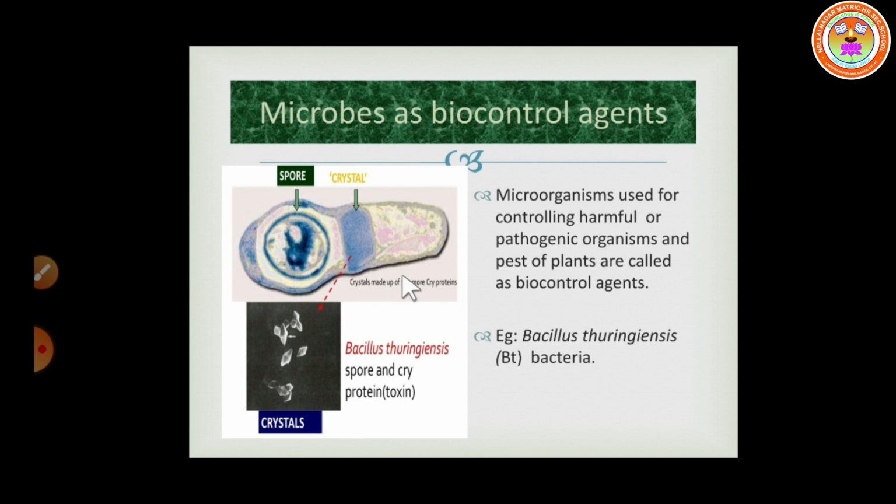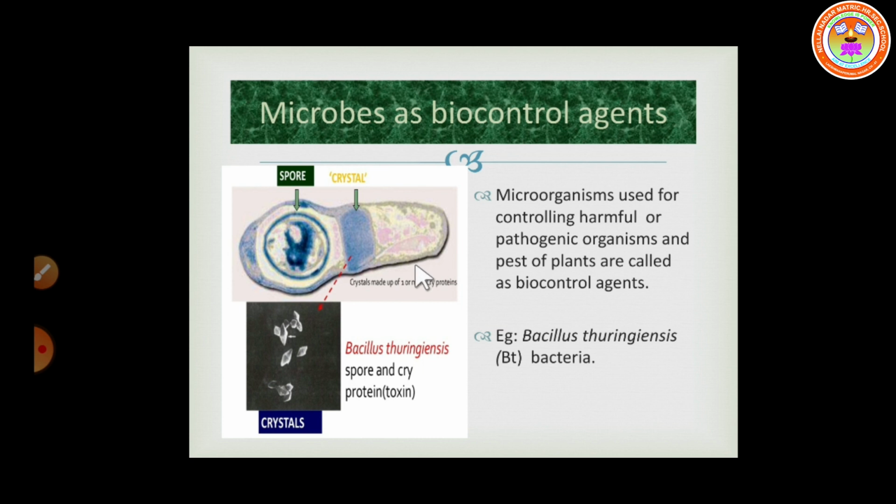Example: Bacillus thuringiensis. An example of bacteria which act as a biocontrol agent is Bacillus thuringiensis. It's a type of bacteria. We call it Bt bacteria. So how does Bt bacteria act as a biocontrol agent? Let us see. This is the structure of the bacteria called Bacillus thuringiensis.